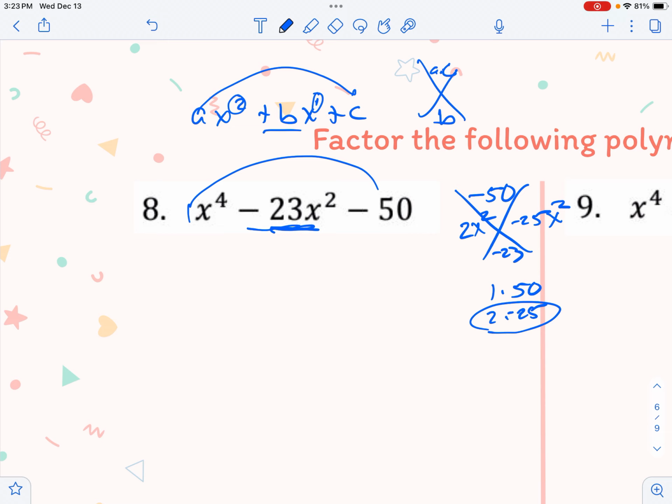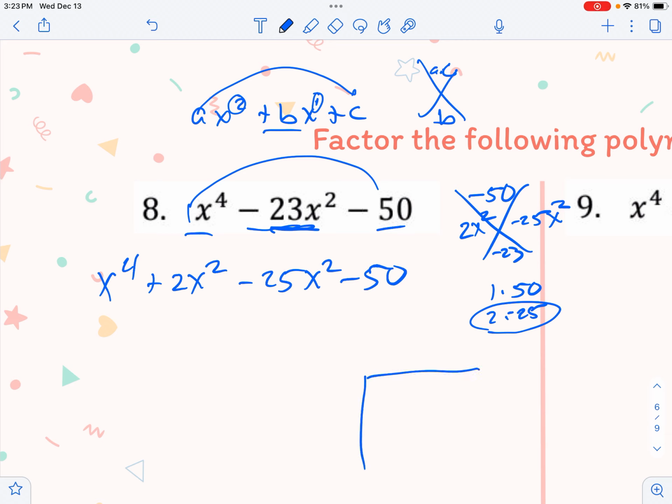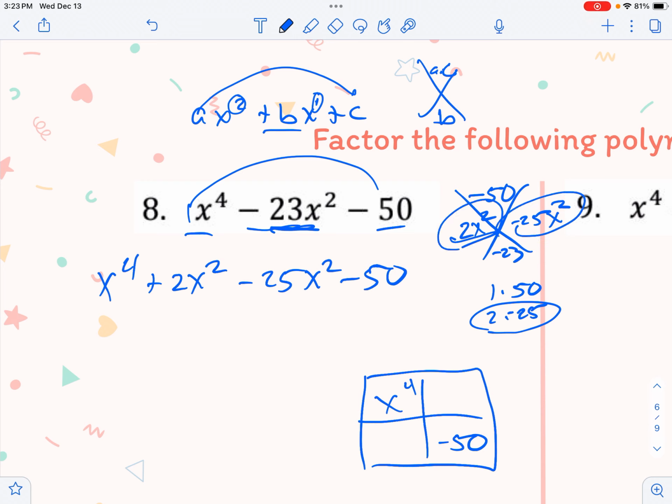Now, grouping. Take your first term, x to the fourth, then plus 2x squared minus 25x squared minus 50. That's your last term there. If you did the box method, you do the same thing. I'll probably do both of them this first time. X to the fourth, negative 50, first and last terms, and then what we got out of the x: negative 25x squared and 2x squared.